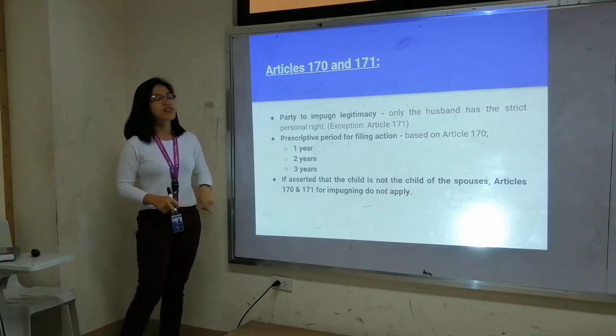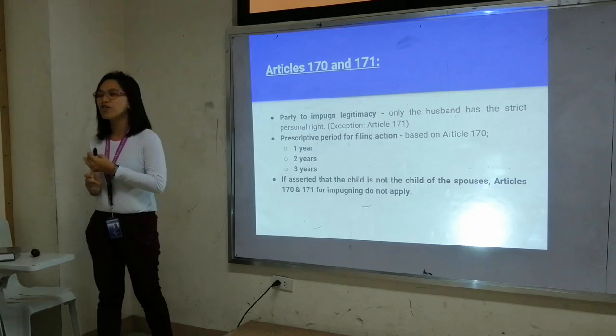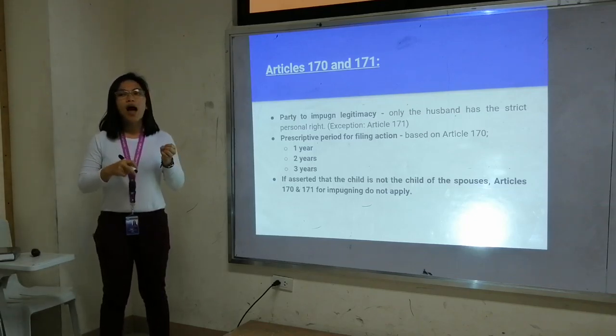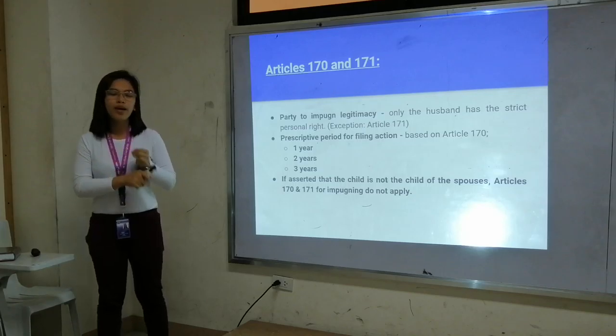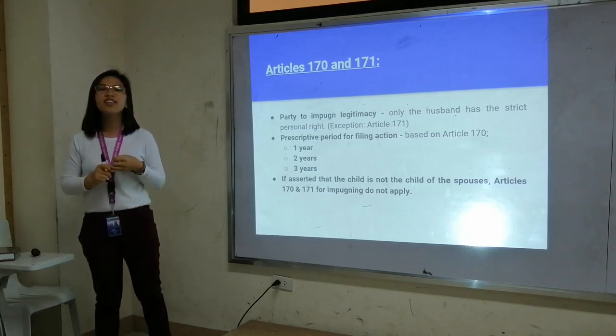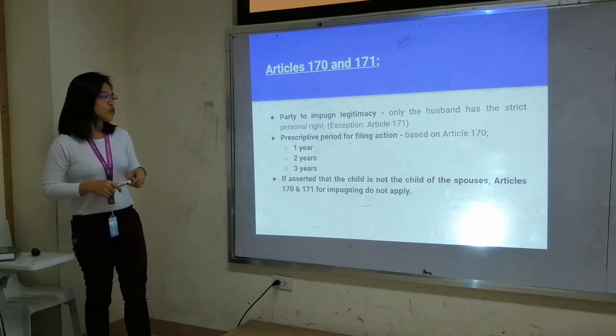And then, next is 3 years. So, si 3 years na period naman, binibigay siya kay father or kay husband na upon knowing the birth of the baby or upon registration sa civil registrar, pero hindi siya naka-reside dito sa Philippines or the husband is living abroad.